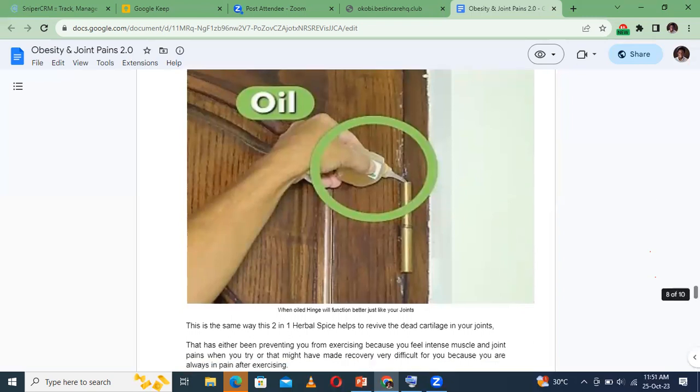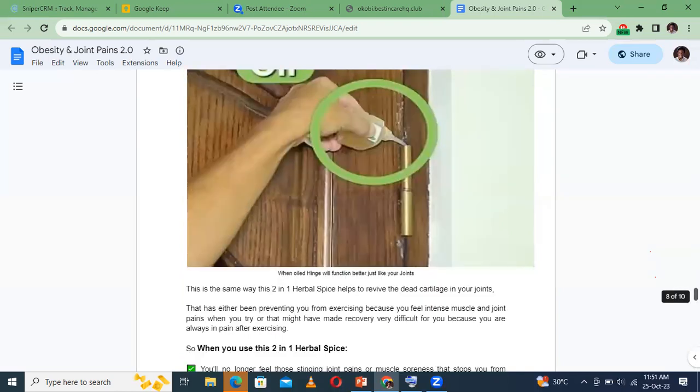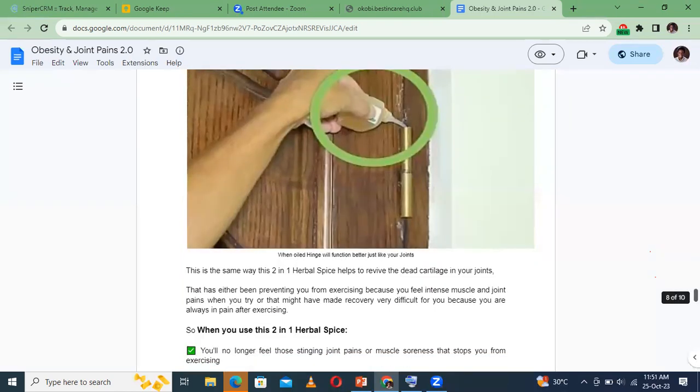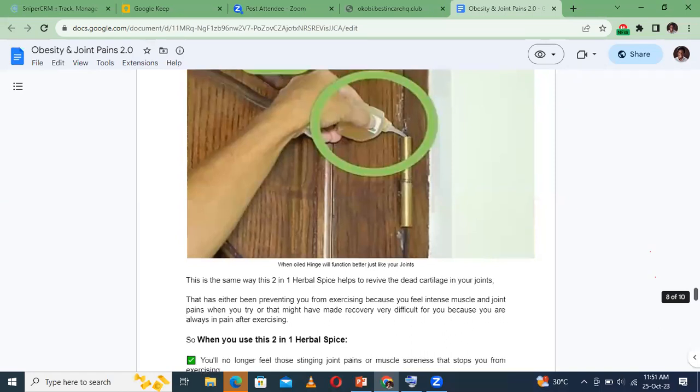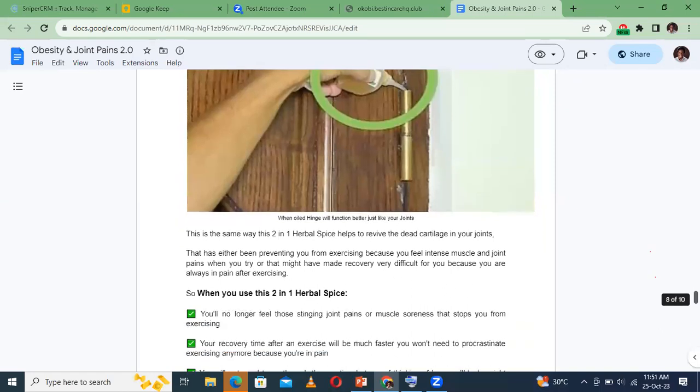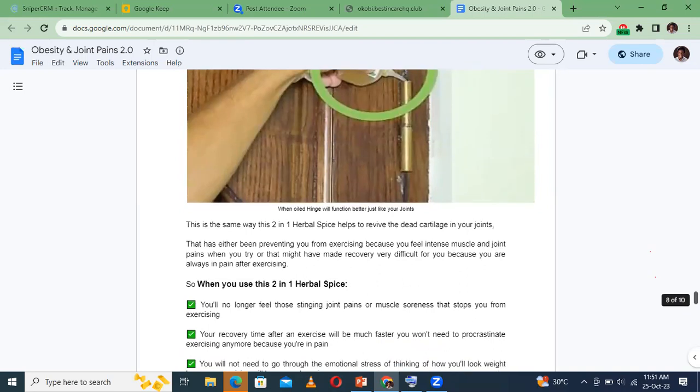Okay, so this is the same way the 2-in-1 herbal spice helps to revive dead cartilages in your joints that has either been preventing you from exercising because you feel intense muscle and joint pains when you try, or that might have made recovery very difficult for you because you're always in pain after exercising.